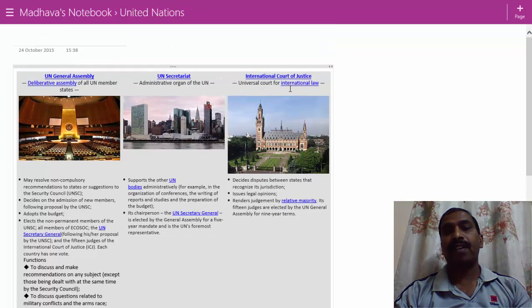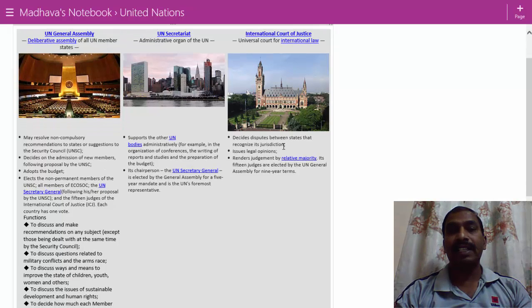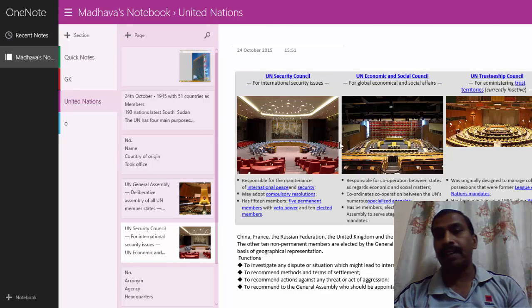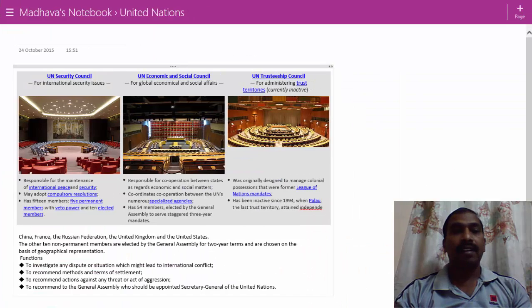The third organ is the International Court of Justice. It deals with disputes among states and issues legal opinions, rendering judgments by relative majority. Fifteen judges are elected by the General Assembly and Security Council for a 9-year term. These are the remaining three organs.